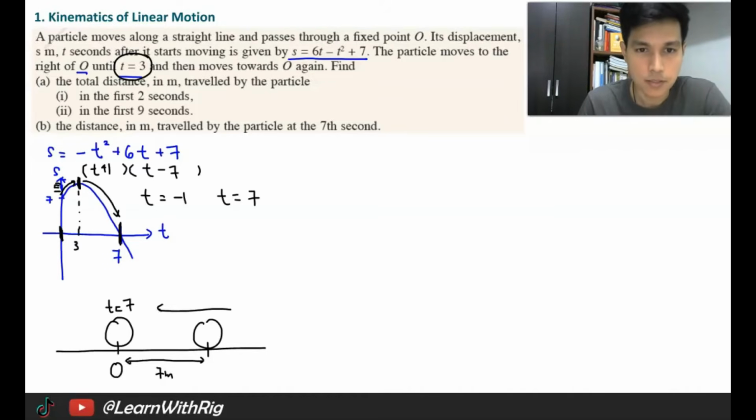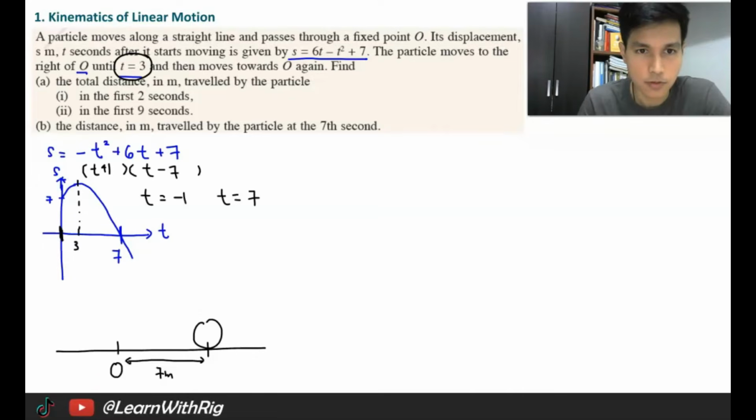Clear? So that means initially the ball from 7 meters away here, okay, it moves to the right by how many, I don't know how many meters. So it moves to the right. Let me redraw this. It looks very untidy.